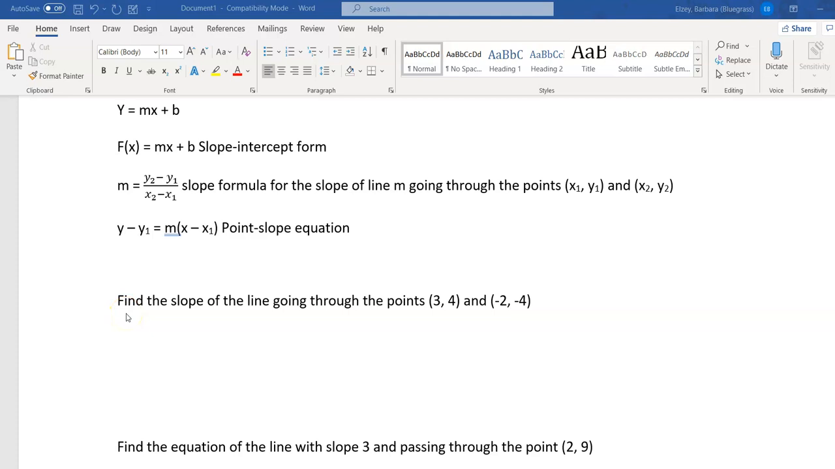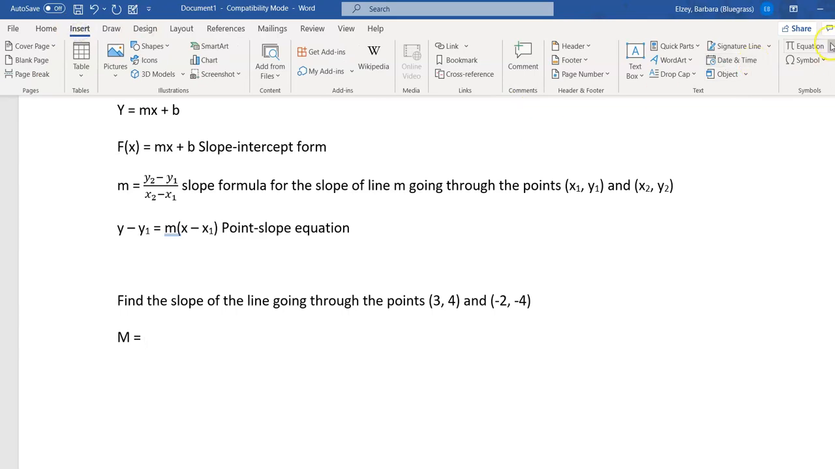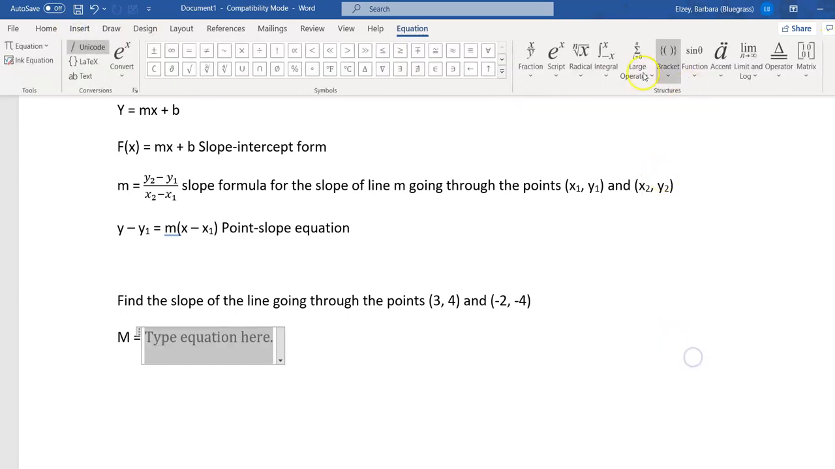Let's find the slope of the line going through the points 3, 4, and -2, -4. And of course, since it says find the slope, we are going to use our slope formula. We'll have on top y2 minus y1, and it doesn't matter which y I choose to start with. So just to be different, I'll choose the 4.